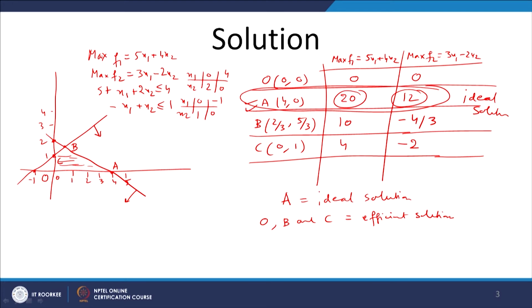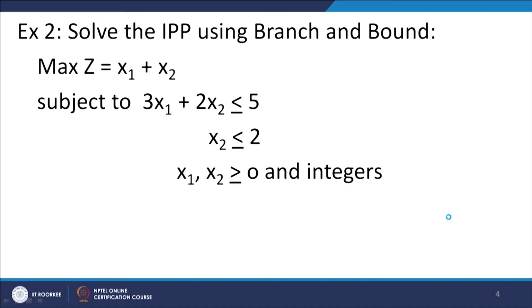So, that is the way to solve a multi-objective optimization problem. Now, the second problem that I am going to solve is about the integer programming problem using the branch and bound method. So, here we have the problem, it is a two variable problem.